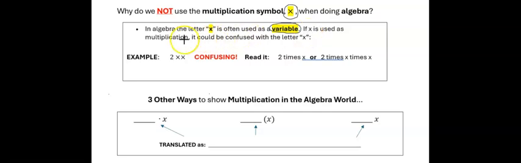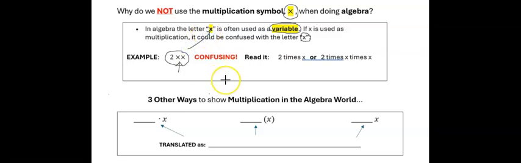If X is used as multiplication, it could get very confused with the letter X that we're using to represent an unknown value. So when you see this, if this was the problem you were looking at, it's very confusing because you're not sure what that stands for. We read it, is it 2 times X, or is it 2 times X times X? What does this mean? Too many X's. So we do not use this symbol in the algebra world.